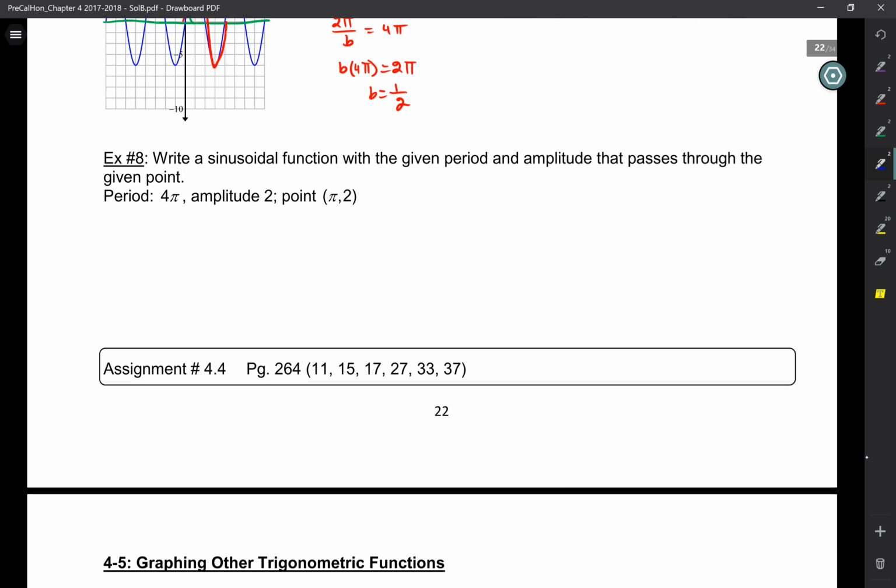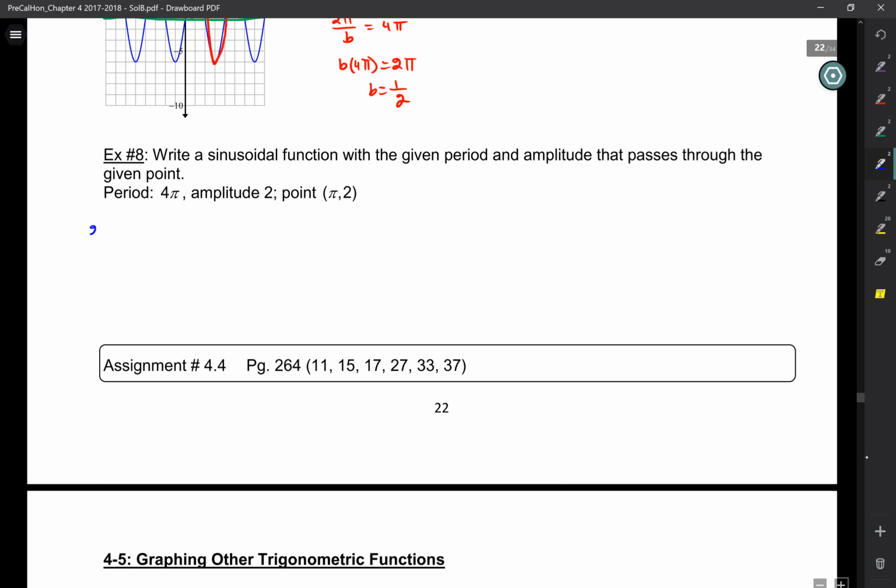All right, now I'm going to need your help for this next one. We've got a function that has a period of 4 pi. And it's got an amplitude of 2. And it passes through the point pi comma 2. Now, if the period is 4 pi and you haven't seen the graph, remember, period is 2 pi over b, which is 4 pi. Period is technically 2 pi over absolute value of b. So, absolute value of b is a half.